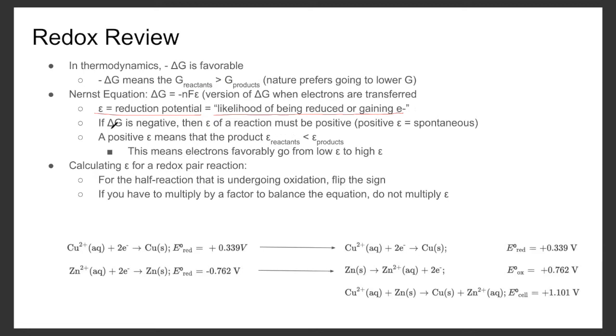So that being said, if we want delta G to be negative for something to be spontaneous, then the epsilon net of a reaction must be positive. And so you're going to have to switch your mentality here. If you want delta G to always be negative, and you're speaking in terms of redox potential, then that means you want it to be positive. And so electrons going from low epsilon to high epsilon is the spontaneous route.